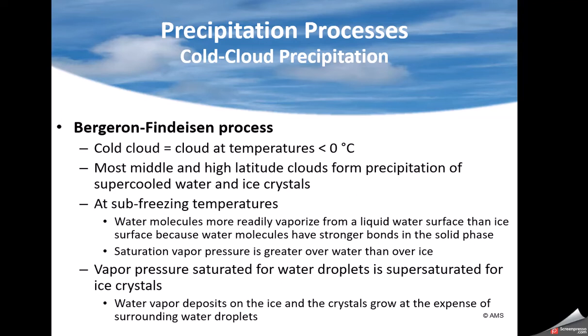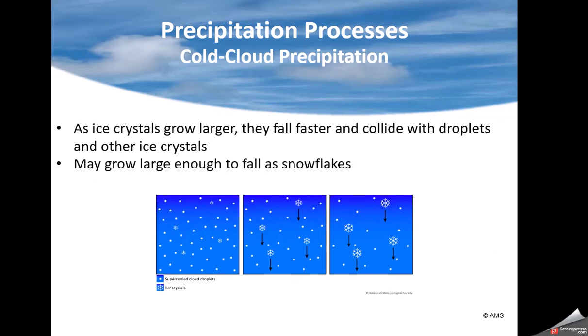Now here's the Bergeron-Findeisen effect. This is a little different. So let's take a look at it. Here you have a few ice crystals that have begun to form in the cloud from the ice crystal nuclei getting in the cloud. Well, vapor pressure over ice is lower. Saturation vapor pressure is lower. We saw that last week.